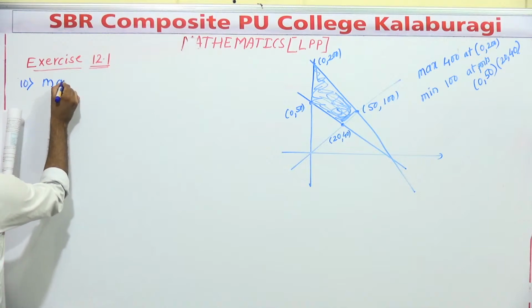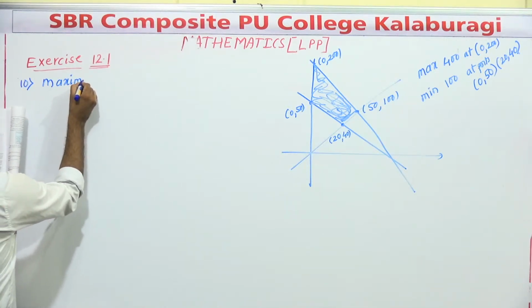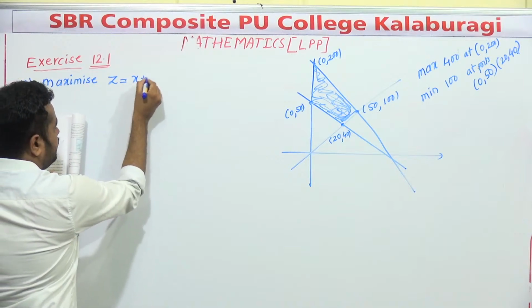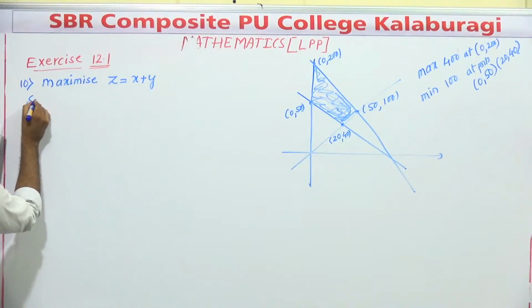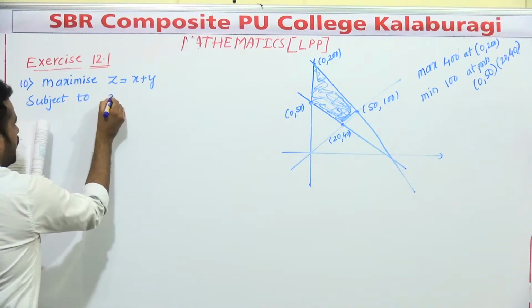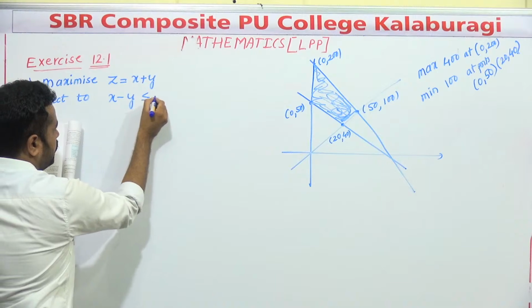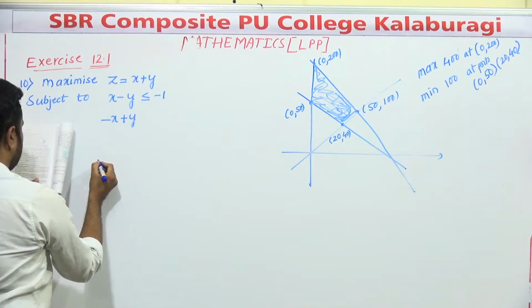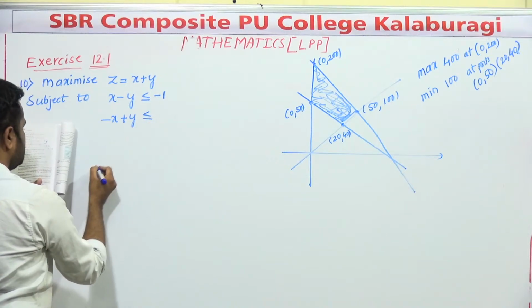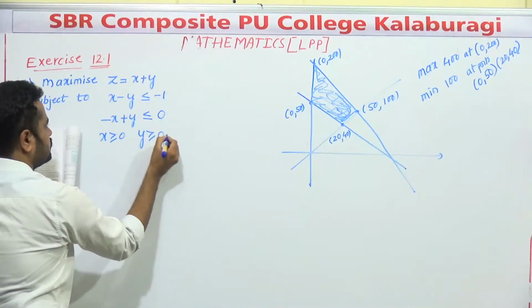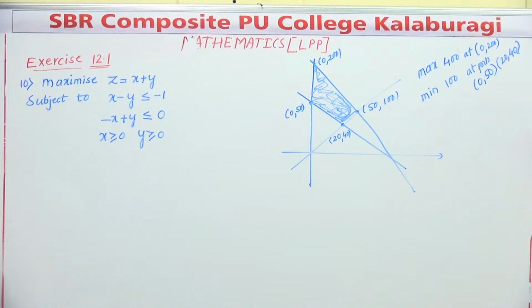Maximize z is equal to x plus y subject to the constraints x minus y is less than or equal to minus 1, minus x plus y is less than or equal to 0, and x greater than 0, y greater than 0. Okay, now find out the maximum value of z.